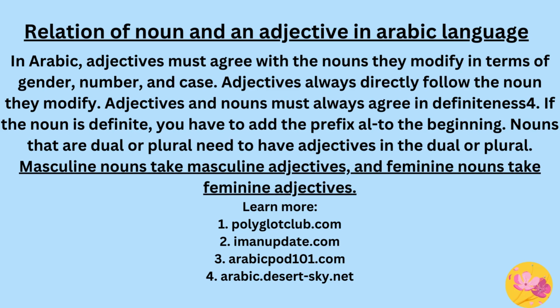If the noun is definite, you have to add the prefix al to the beginning. Nouns that are dual or plural need to have adjectives in a dual or plural manner. So masculine nouns take masculine adjectives and feminine nouns take feminine adjectives. This is a very important thing, that nouns and adjectives are basically based on gender. That is the main thing, and the other things come later on, that is number and case. You can refer to these websites which I have mentioned for more information.